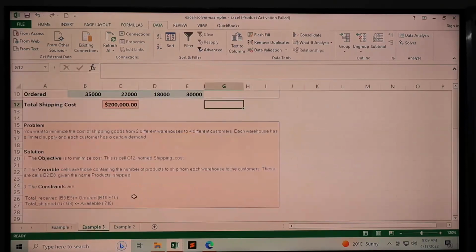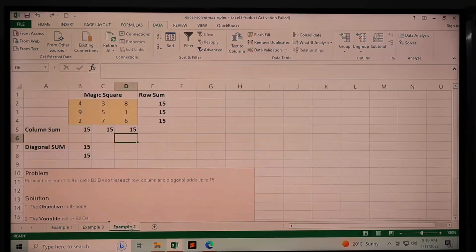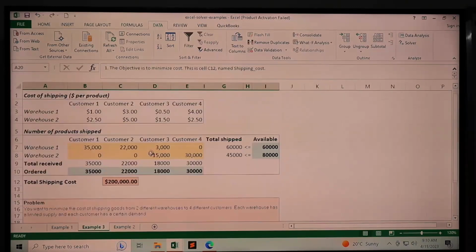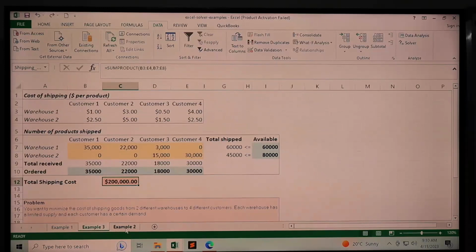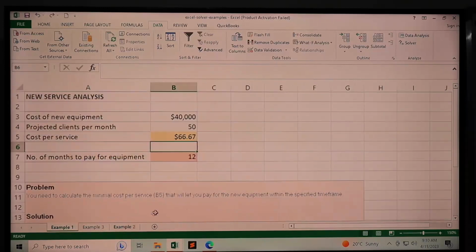For example 3 and example 2, again, the solutions were already given. So I'll send you another copy with the original data set, then you can run that solver again. That one will be the first assignment, to perform the next 2 examples. But you wait, I will send you that original data in the WhatsApp group.